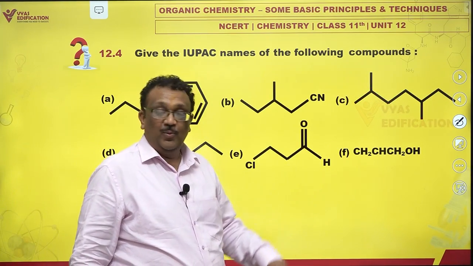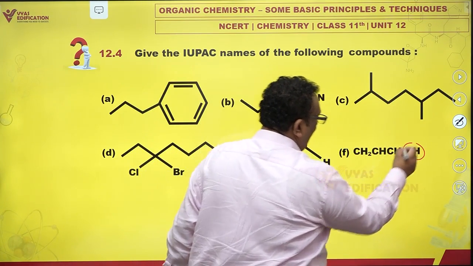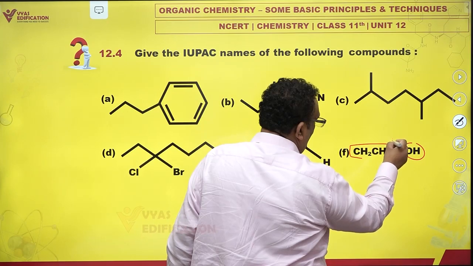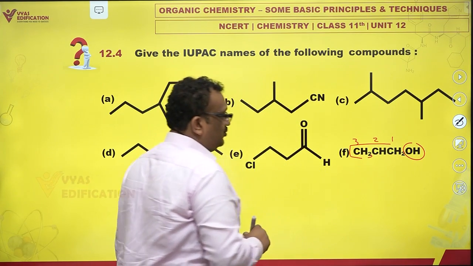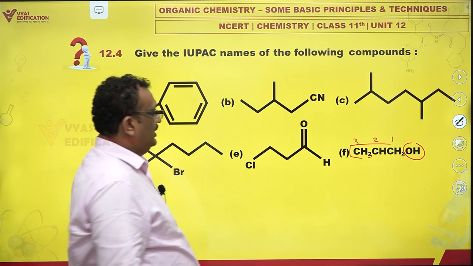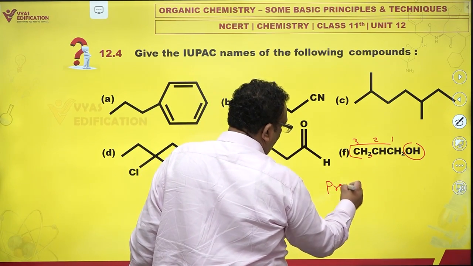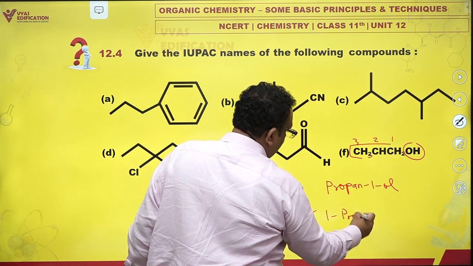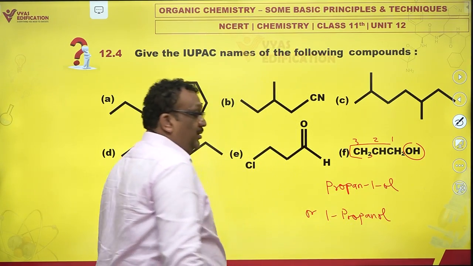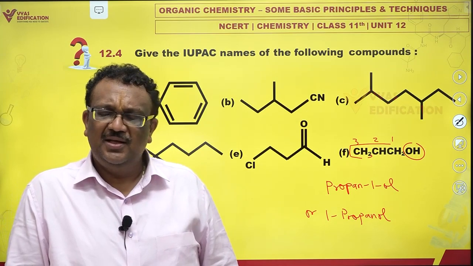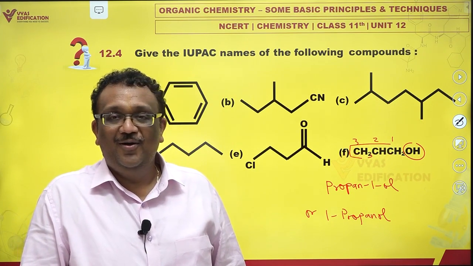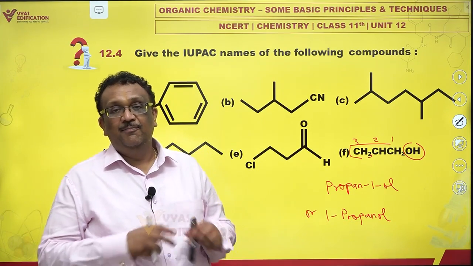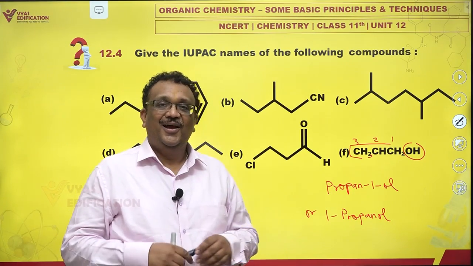Fine. What about the last one? This looks like an alcohol. Alcohols have suffix -ol. Yes. Count the carbon chain. This is the carbon chain. 1, 2, 3. It should be CH3, not CH2 actually. So this is propane 1-ol or 1-propanol. Which one is correct? Both are correct. It's okay. It's up to you how you write it. Propane 1-ol or 1-propanol. It has a common name also. Sometimes old people used to call it N-propyl alcohol. But these are the IUPAC names.